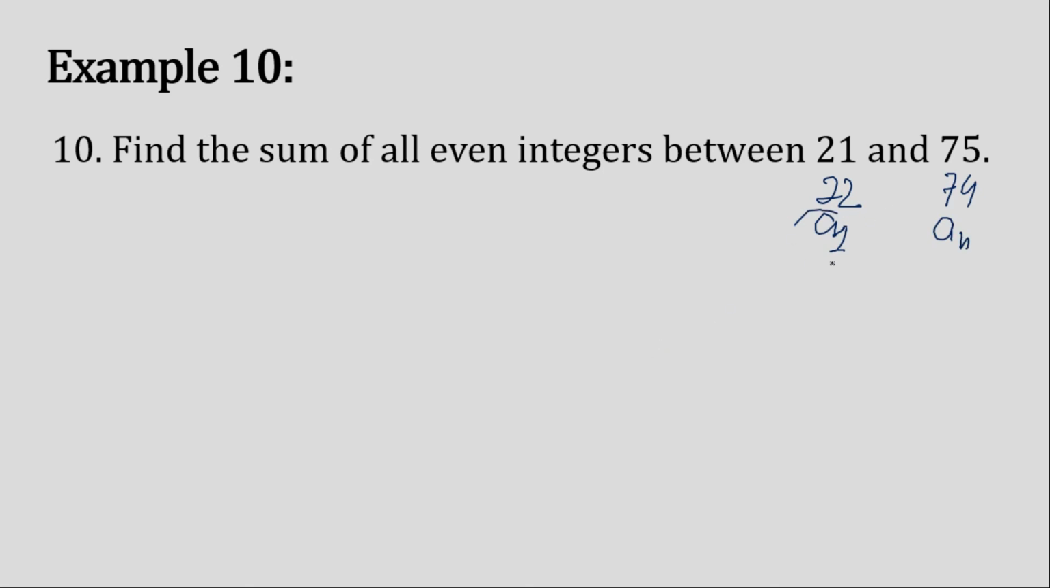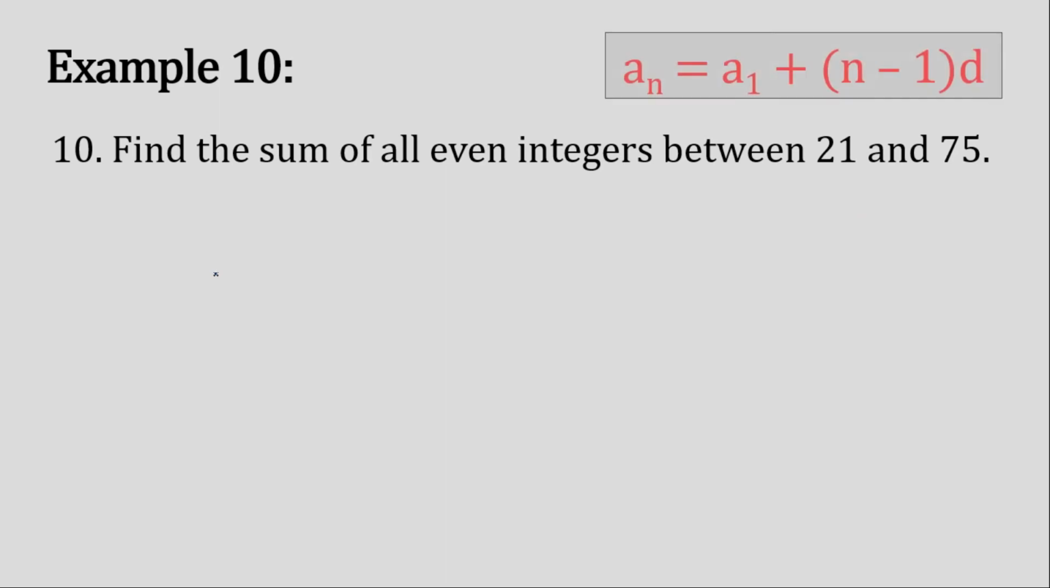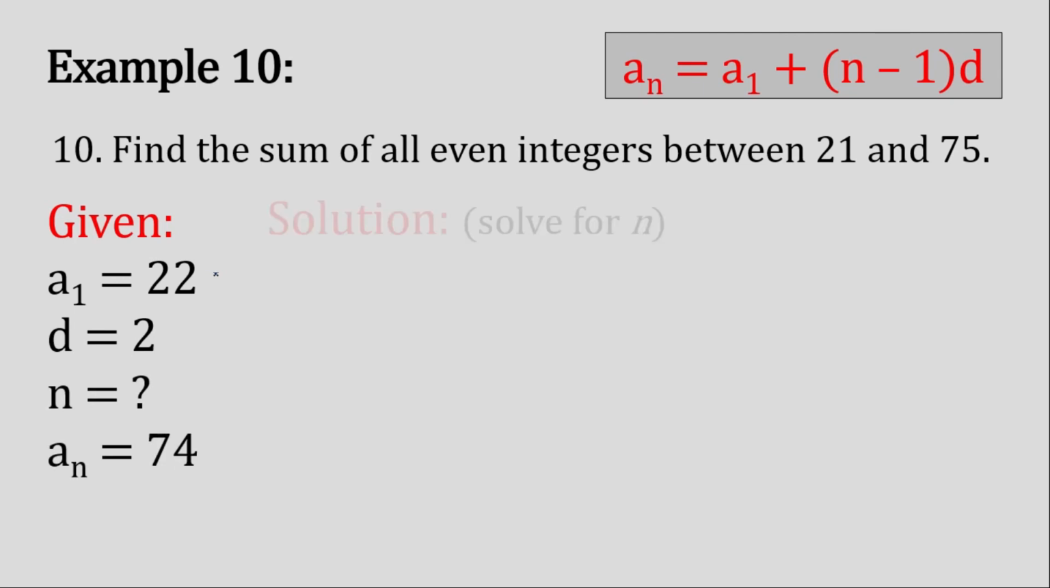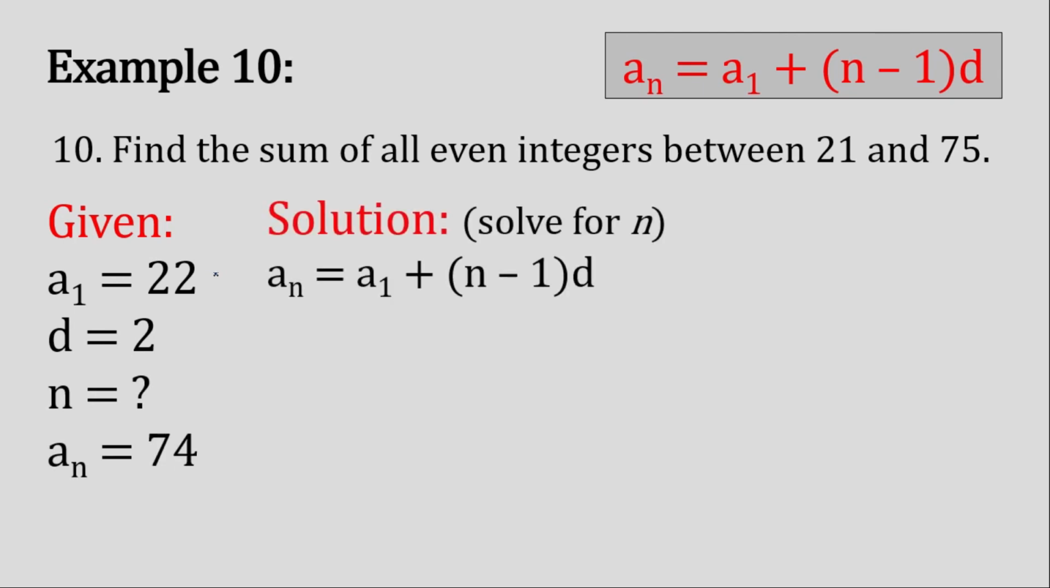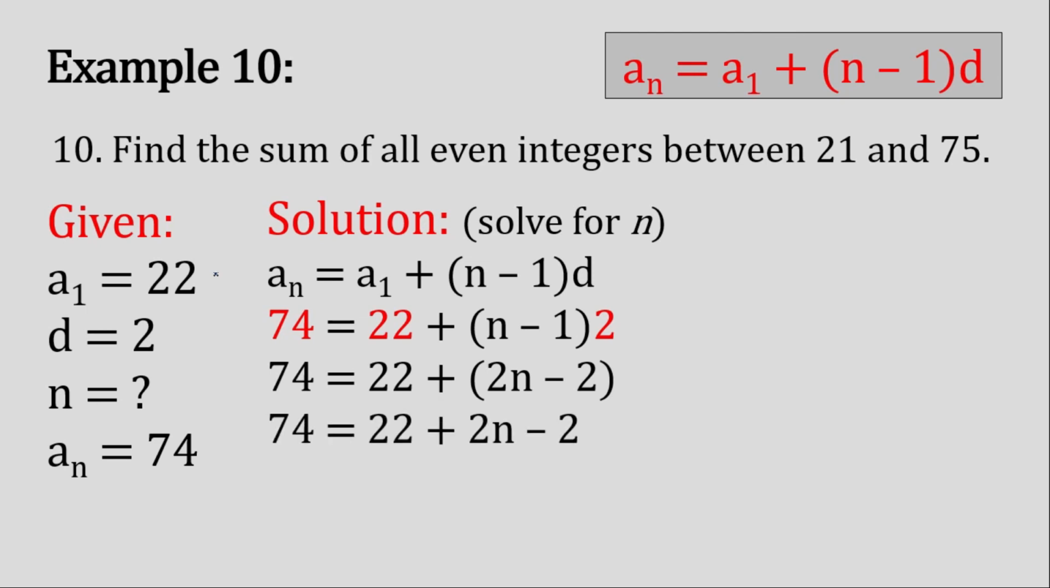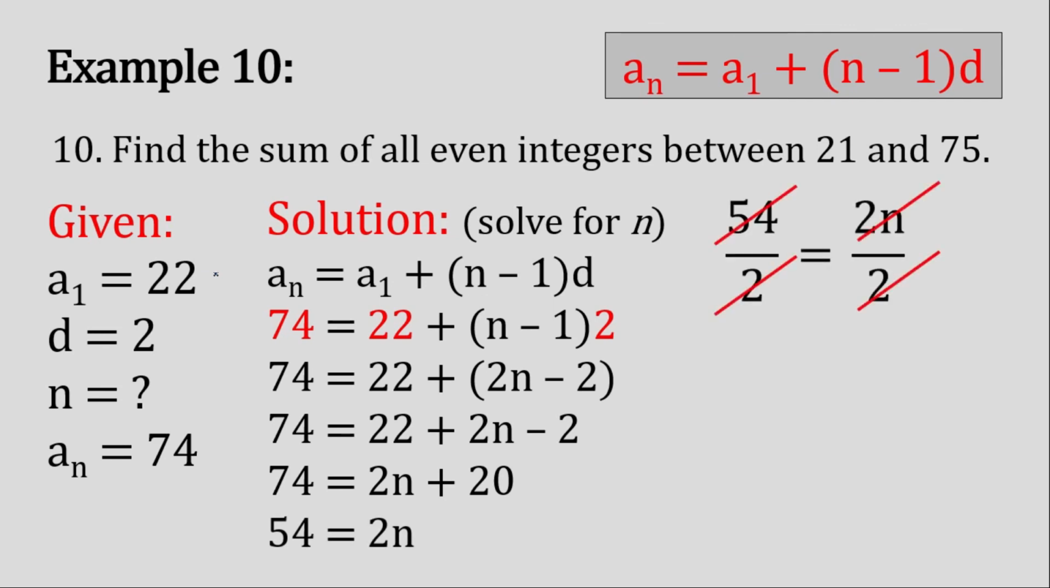Now, we have our first term and we have our last term, but we don't know how many terms there are in this sequence. So all we need to do is to do the things that we did in example number 9. Let's first solve for the value of n. So using the arithmetic sequence formula, just substitute all the values that we have, combine like terms, and subtract 20 on both sides. Then divide both sides by 2, and we get the value of n as 27. So there are 27 terms in this sequence.